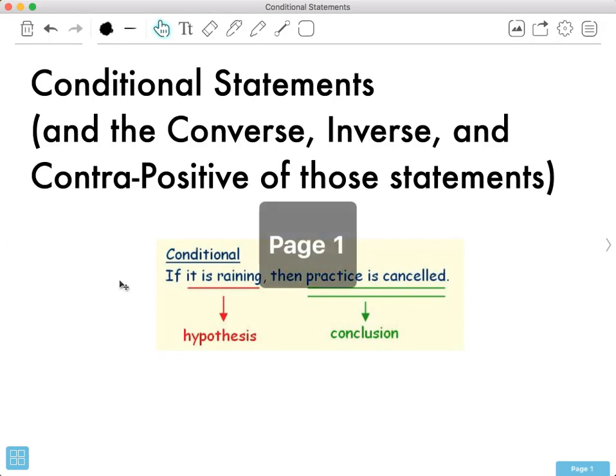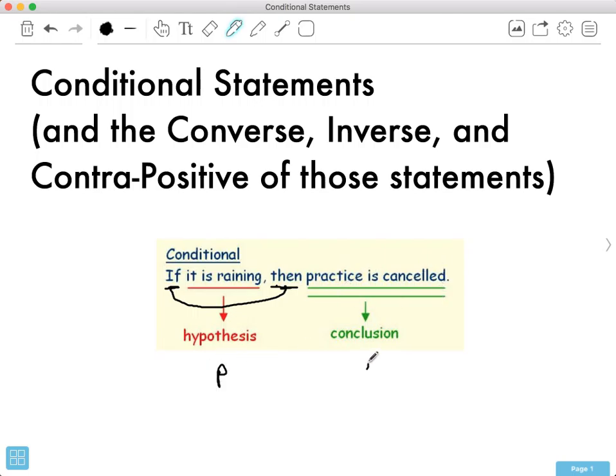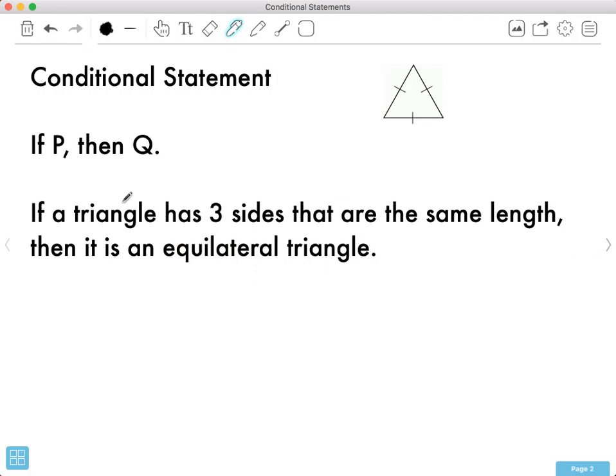A conditional statement is any statement that's in the form if something then something else. That if-then pairing is what indicates that you're dealing with a conditional statement. The first part of the conditional statement after the if is called the hypothesis, or P, and the second part is called the conclusion, or Q. So we're going to deal with this conditional statement in the form if P then Q.